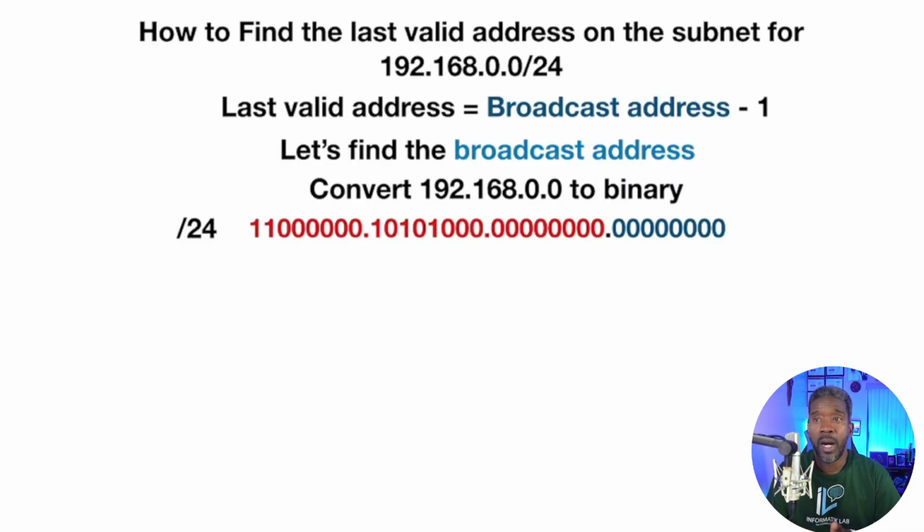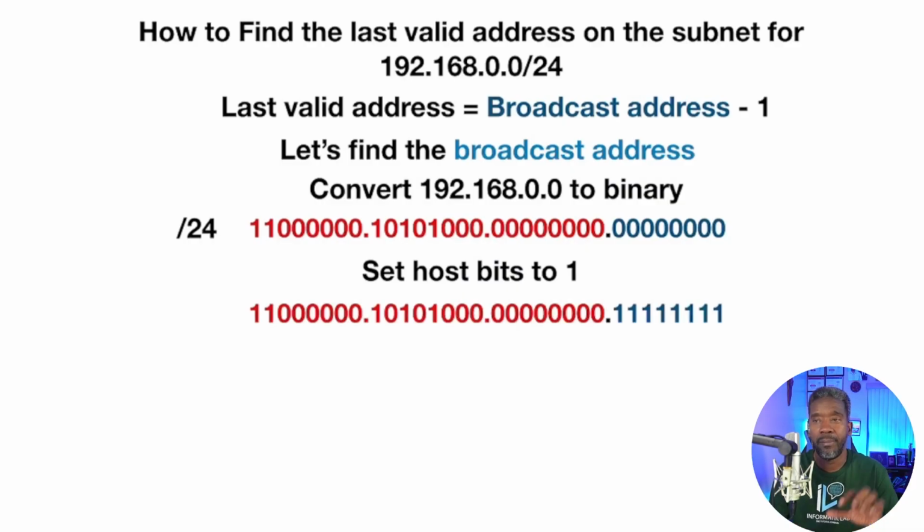Now, to find the broadcast address, we need to set the host bits to 1. The ones that I marked in blue are the host bits. When we set the host bits to 1, the binary format looks like this. We have the network portion in red and the host portion in blue. Remember, we are looking for the broadcast address, and to find it, we need to set the host bits to 1.